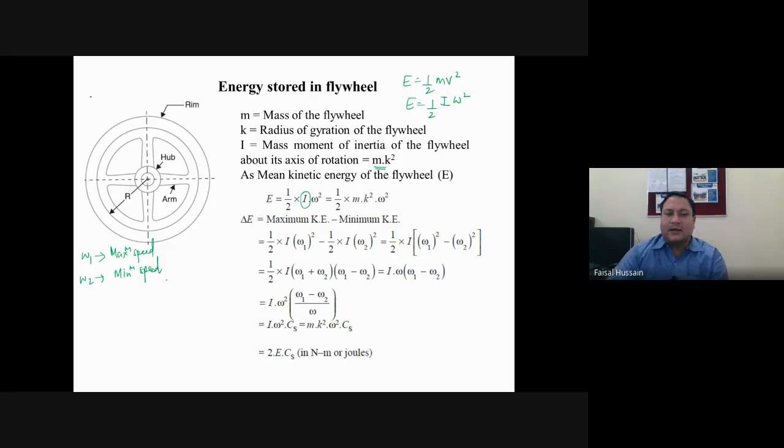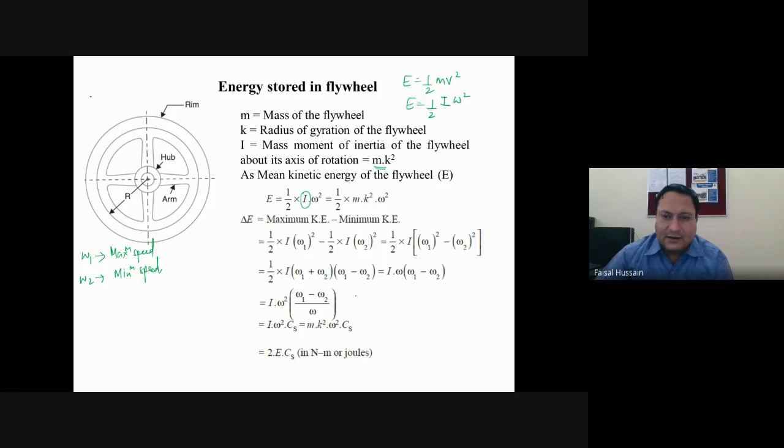Maximum speed, minimum speed. Then I is common. Omega 1 square minus omega 2 square is like a square minus b square, so it will be (a plus b)(a minus b). Now here what we have done, we have multiplied by 2 to the numerator and denominator, so the 2 will get cancelled like this.